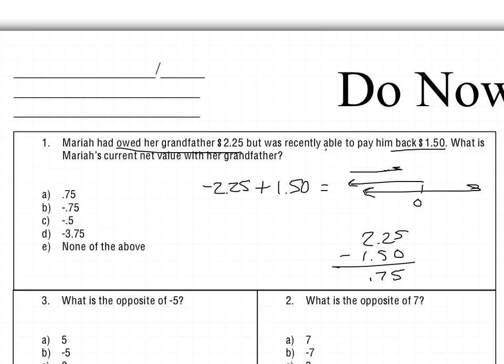And again, we can look at our arrow diagram really quickly to identify that this is going to be negative because we are more negative than we are positive. So that's going to give us a negative 0.75. And the real world context behind us would tell us that we still owe our grandfather 75 cents.